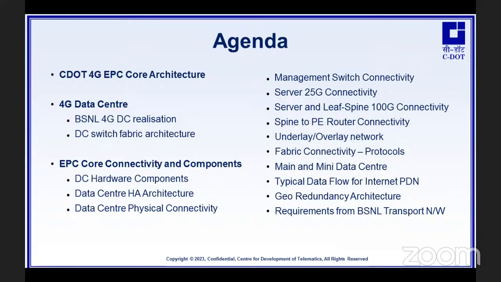First, we will have a brief overview of the C-DOT 4G EPC core architecture. Then we'll head towards the BSNL 4G data center realization and the data center switch fabric architecture. Then we will come to the EPC core connectivity and the different components, the data center hardware components, high availability architecture, the physical connectivity, the management switch connectivity, the 25G connectivity of the CP servers, the server to leaf and spine 100G connectivity, and spine to PE router connectivity.